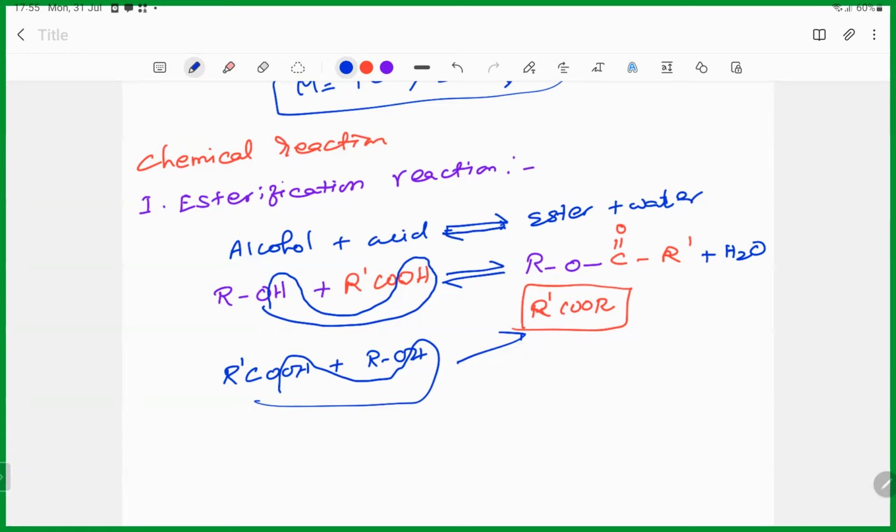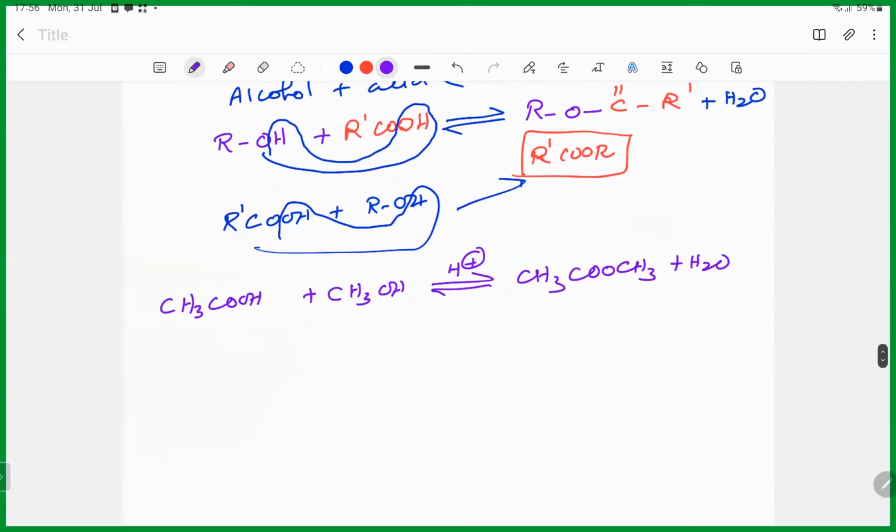The correct method: you can take acetic acid and ethanol or methanol. What is the formula for acetic acid? CH3COOH. When you treat it with methanol CH3OH, in the presence of H plus, it gives CH3COOCH3 plus H2O. So try for ethanol, what answer will you get? Anyone can try?